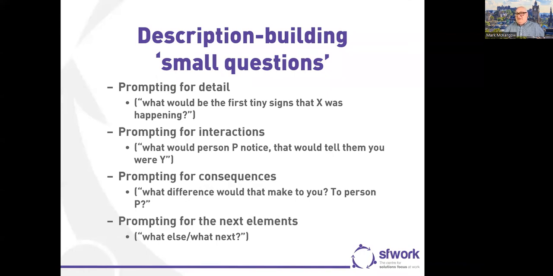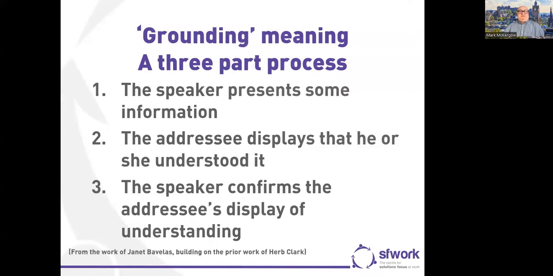I'll say this and then we'll have a little chat. So why is the third level so important? It's because of the grounding process. And this again comes from the work of Janet Bavelas and others who look at how we, if you like, agree meaning in an actual conversation. Janet Bavelas, building on prior work of Herb Clark, proposes that it goes like this. This is simple, but broadly accurate.